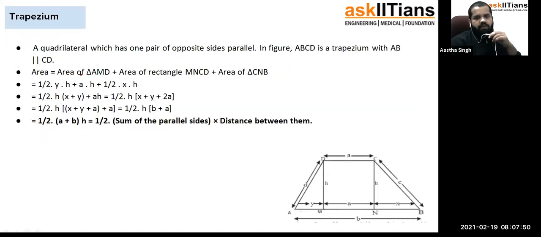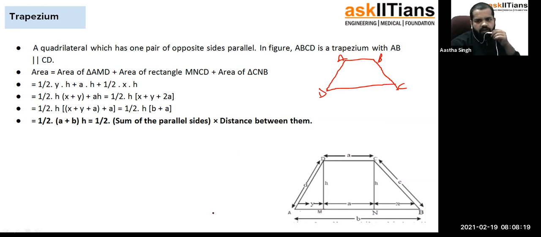In the case of a trapezium, we can also use Heron's formula. Let me first tell you what a trapezium is. A trapezium has two parallel sides and two non-parallel sides, right? This is like a trapezium with points A, B, C and D. A diagram is also shown to you.